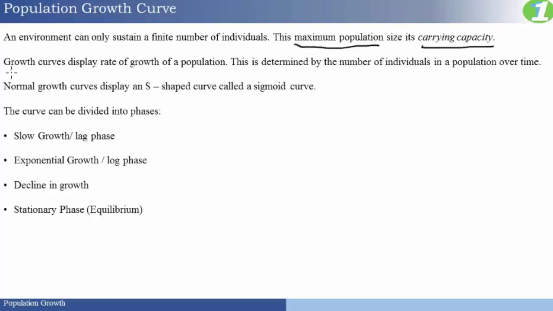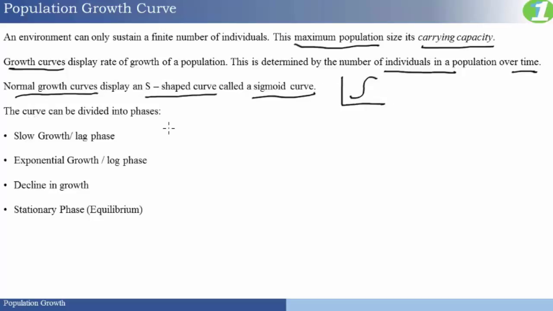Now, we use growth curves to display the rate of growth of population. So we would track the growth of the population by looking at the number of individuals in the population over a specific period of time. And usually for a regular population, we will see what we call a normal distribution curve, or normal growth curve, that is described as being S-shaped or sigmoid, right? So we see a sigmoid growth curve. So the curve will look somewhat like an S, something like that.